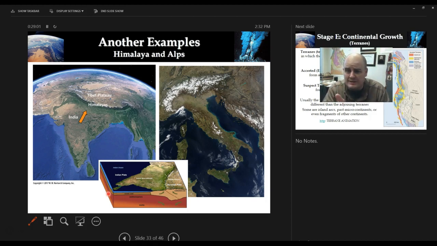A good example of this happening today is India slamming into Tibet, slamming into Eurasia to form the Himalayas and the Tibetan Plateau. This is also occurring where Italy was slamming into, to form the, oh my gosh, not the Andes, I can't think of it.